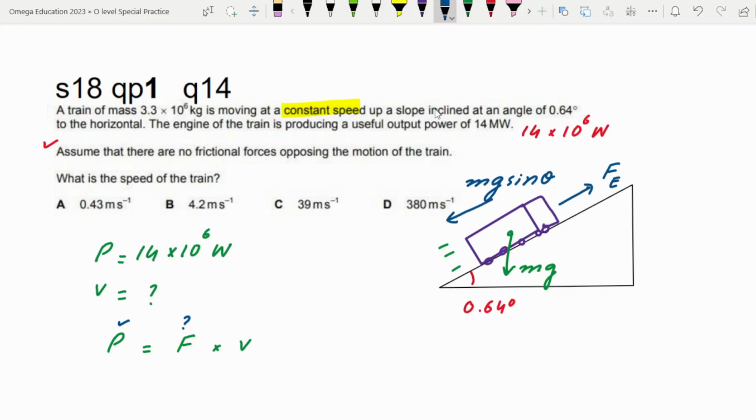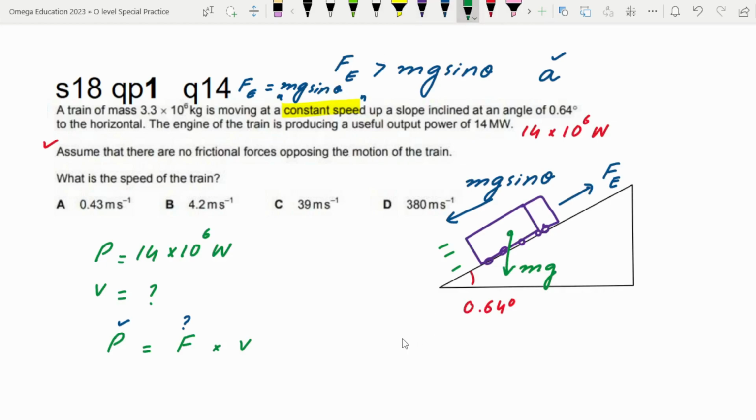And if the engine is supplying a force greater than mg sine theta, then the train would accelerate. But we have to move with constant speed, so we have to supply exactly the same force. Force has to be equal to mg sine theta. So whatever the value of mg sine theta is, that would be the same for the value of force. So we can find the value of mg sine theta.